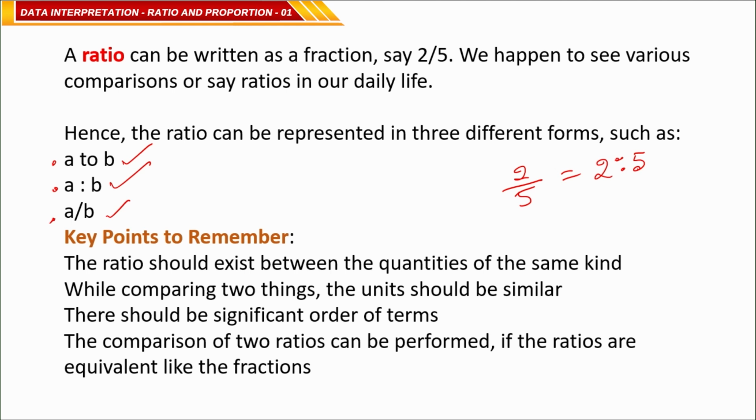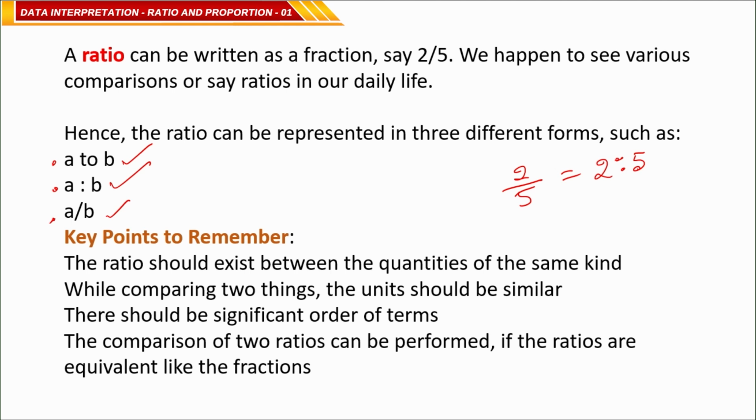Do you understand the three different forms: A to B, A is to B, A by B. So the key points to remember for the ratio: the ratio should exist between quantities of the same kind. While comparing two things, the units should be similar. There should be a significant order of terms. The comparison of two ratios can be performed if the ratios are equivalent, like fractions. This is very, very important.